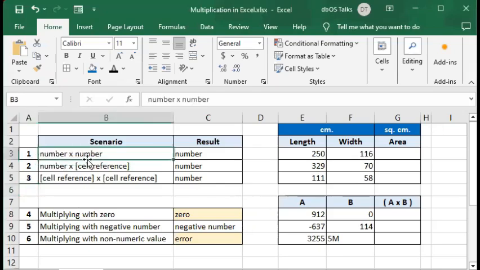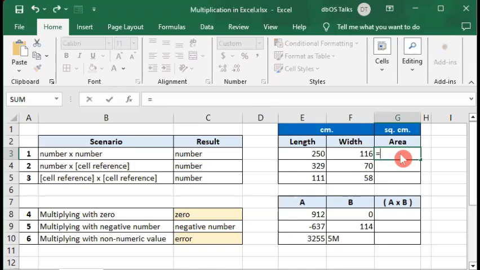Okay, so the first scenario is number times number, meaning it's a numeric value multiplied by a numeric value. The result is supposed to be a number also. We'll practice that in this field over here. I will do equals and then enter a numeric value. Instead of clicking on this, I will just enter a numeric value for illustration purposes. And then the operator for multiplication is not the x, but it's an asterisk. That will mean multiplication. Then the second value I'll enter 116.